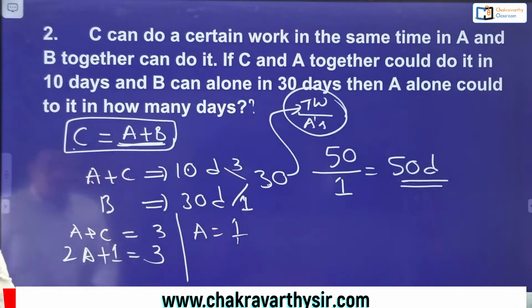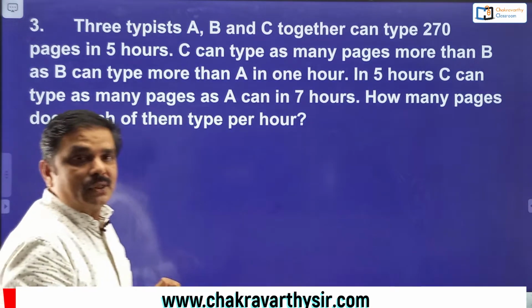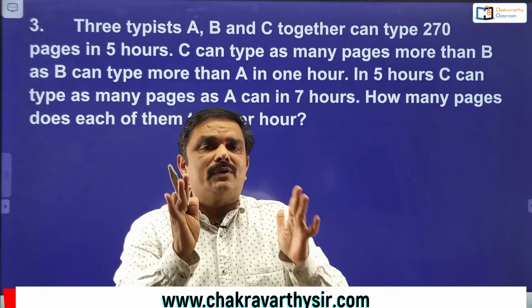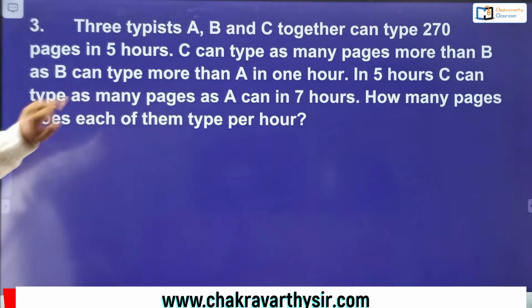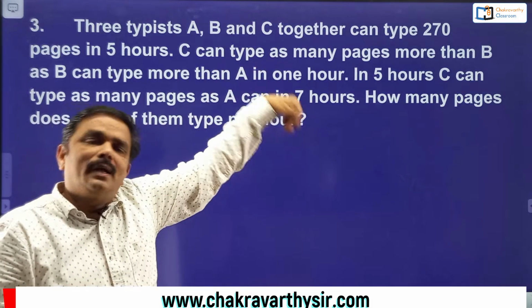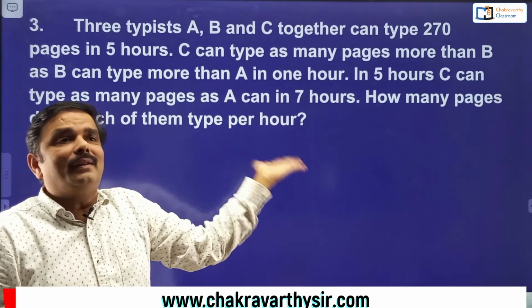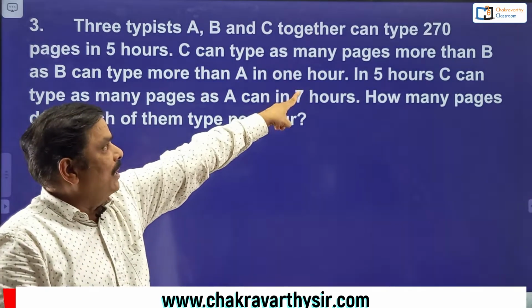Now, go for the next model. One more. It is very popular, and nowadays in many competitive exams they are giving this type of questions. Okay, first read the question properly. Here they have given 3 types, A, B and C together. Of course, this is from one of the previous exams only. Previously also they have given, and in the exams to come also, you can reasonably expect this type of questions.